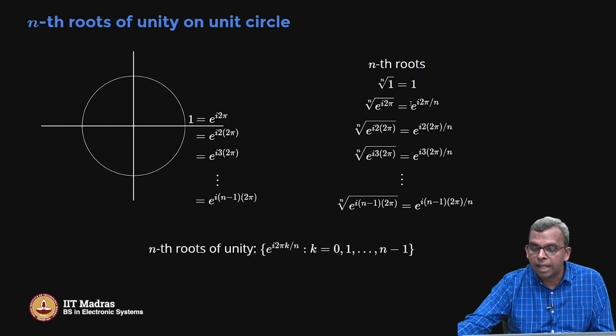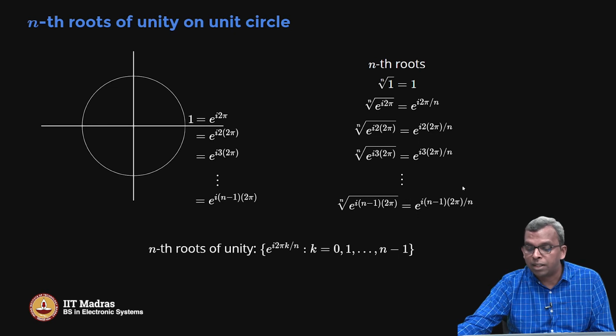You will see that this guy and this guy are actually conjugates. You can prove that: e power i n into 2 pi by n minus i into 2 pi by n. Now, n into 2 pi by n is actually e power i into 2 pi, that is just 1. So you get that this is actually e power minus i into 2 pi by n, and these two are conjugates.